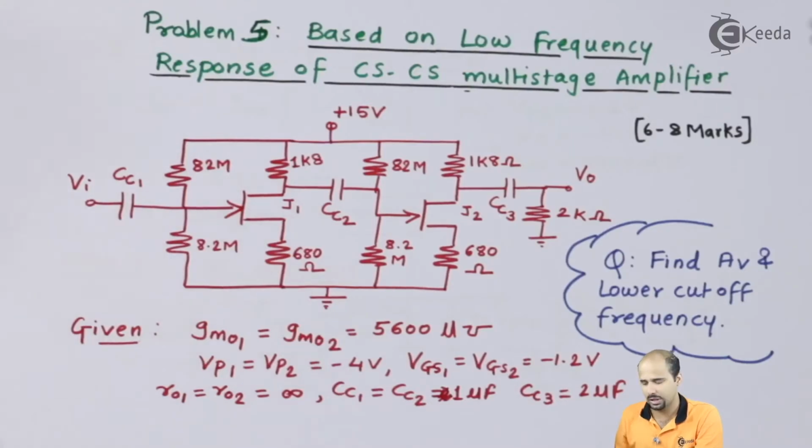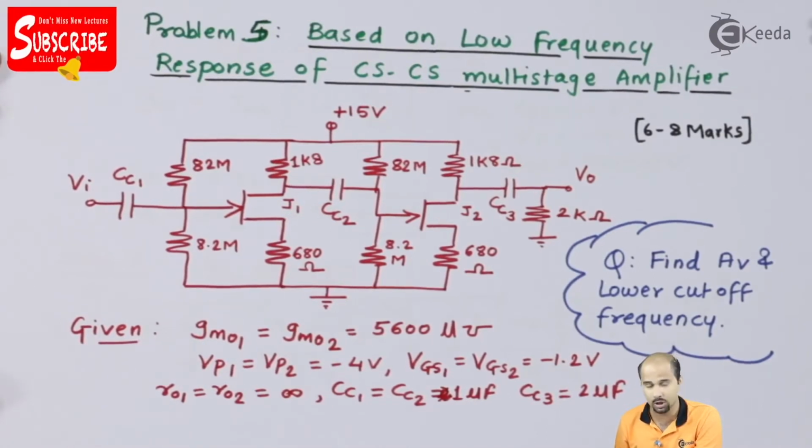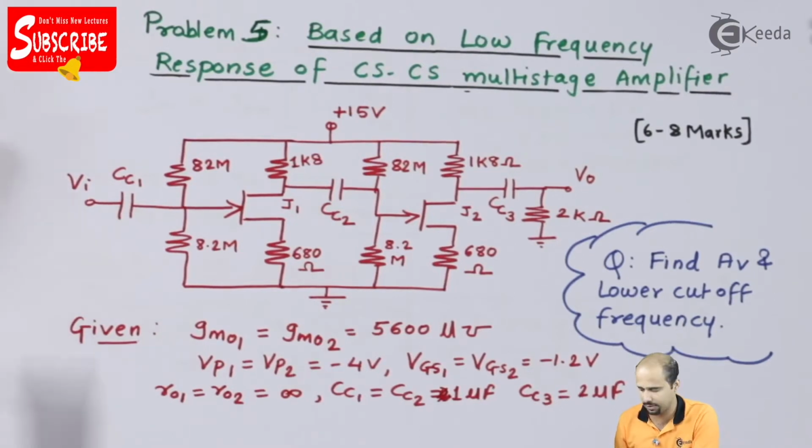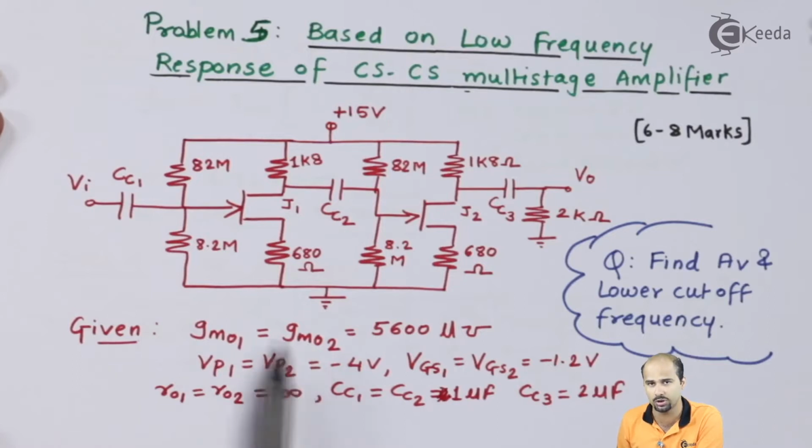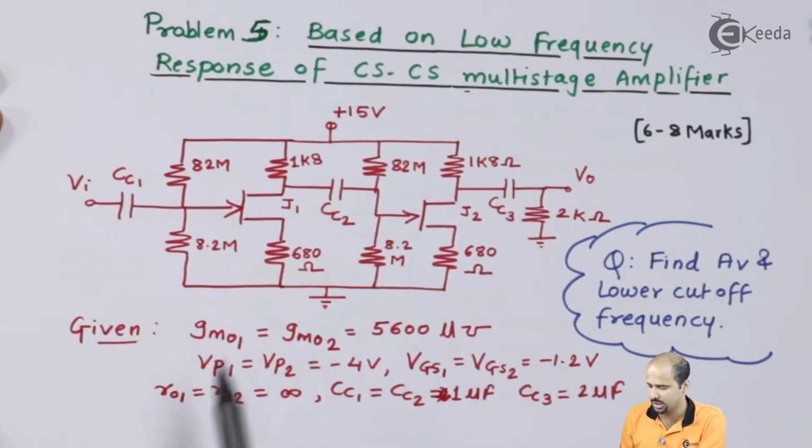Now in this video, we'll be having this circuit as an example to calculate the value of low cutoff frequency. Let's see one by one what is given. GMO1 and GMO2, the offset transconductance, is 5600 micromho. VP1, the pinch off voltage for stage 1 and stage 2, identical, is minus 4 volts. VGS1 and VGS2, the operating voltages, identical, are minus 1.2 volts. Then RO1 and RO2, ideal case, infinite. CC1 and CC2 are 1 microfarad and CC3 is given as 2 microfarad. So CC1, CC2, CC3 values are given.